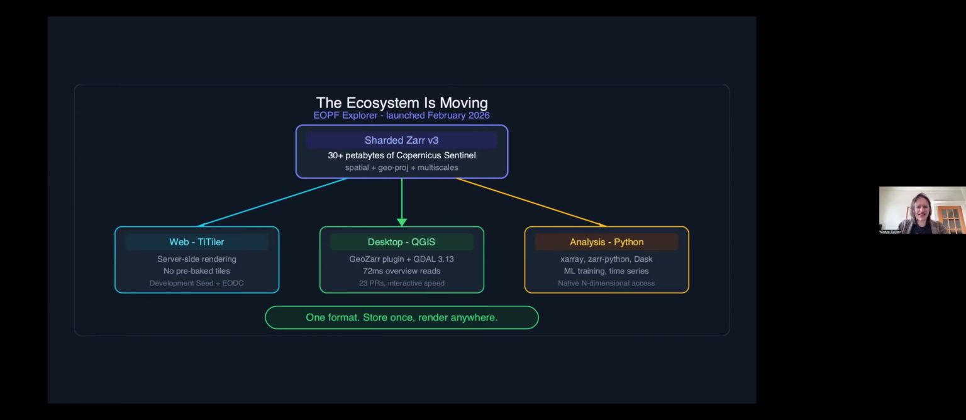There's TiTiler that reads directly from Zarr using GDAL as well. And there are probably some benefits from these efforts that will trickle down. On the desktop, you now have the data in QGIS at interactive speed, with no web interface for it. You can also access the same Zarr store through Xarray, Zarr, and Dask for analysis in one format. You store it once and render anywhere.